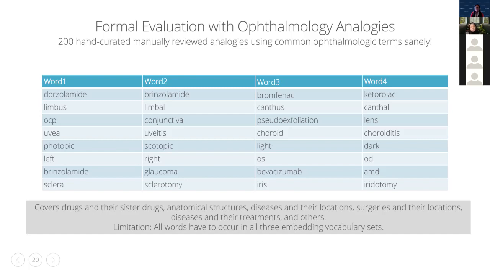So we developed sets of analogies that are related to ophthalmology clinical terms. There are just a few examples here. They're composed of word pairs that cover drugs and their sister drugs, anatomical structures, diseases and their locations, surgeries and their locations, and then some of the other relationships as well.